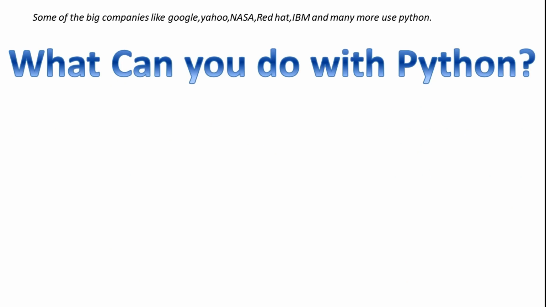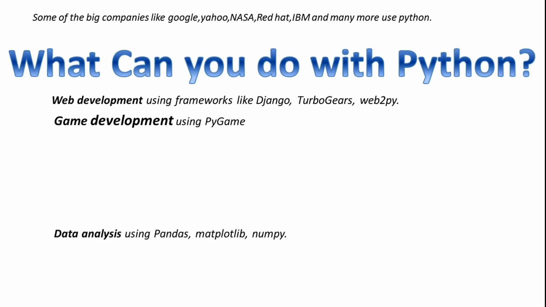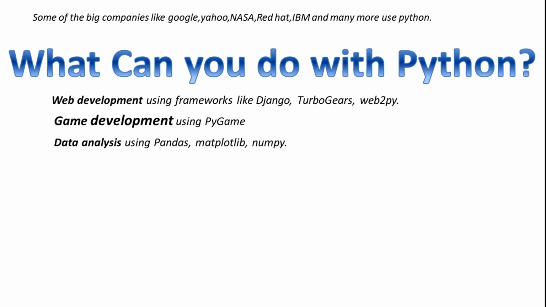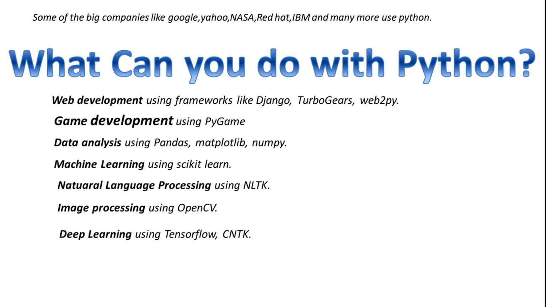Some of the big companies like Google, Yahoo, NASA, Red Hat, IBM, and many others use Python. So what can you do with Python? Python has a lot of libraries and packages with which you can do almost any sort of work. For example, you can do web development using frameworks like Django, TurboGears, Web2Py, game development using Pygame, data analysis using Pandas, Matplotlib, NumPy, machine learning using scikit-learn, natural language processing using NLTK, image processing using OpenCV, deep learning using TensorFlow, and the list is endless.